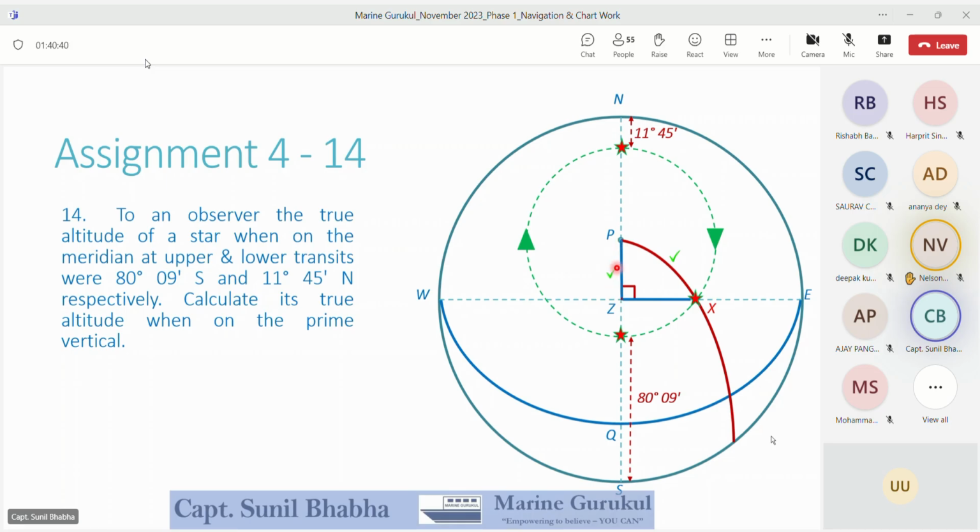So you see in this triangle PZX, the polar distance of the star is known to us. The colat, which is PZ, is also known to us. It's a special spherical triangle. So you apply the Napier's rule and you find the side ZX. So ZX is nothing but the true zenith distance of the star. 90 minus ZX is going to give us the altitude EX. EX is the altitude of the star. It is 90 minus ZX and it comes out to be 60 degrees 20.4 minutes.